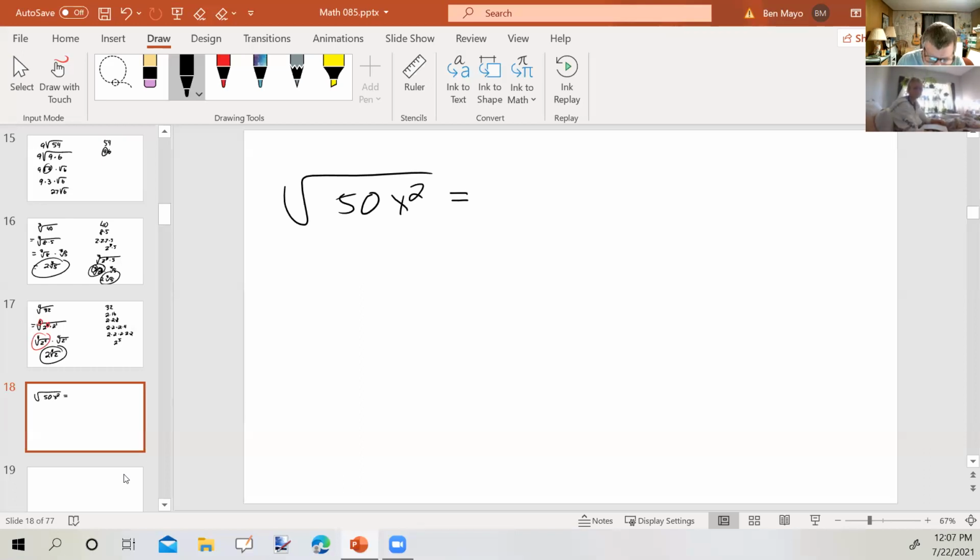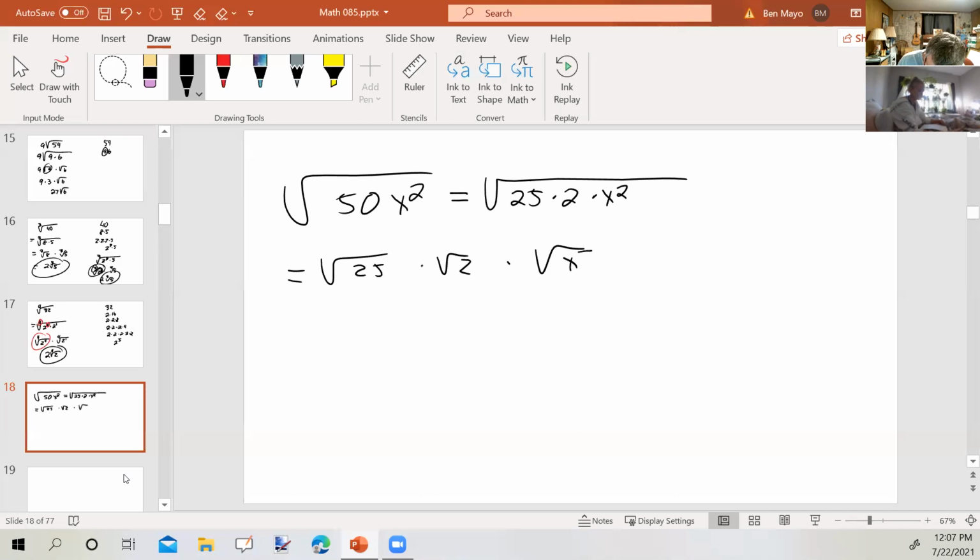So since my index is a 2, I want perfect square factors. Okay. 50 is 25 times 2. 25 is a perfect square. Okay. So this becomes the square root of 25 times the square root of 2 times the square root of x squared.